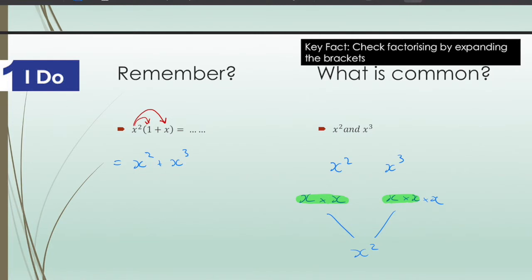So I want you to kind of join these two things together. Here we had x squared out the front, and we expanded the brackets to get x squared plus x cubed, but we've realized that this x squared is the thing that's common between our x squared and our x cubed, and we can do something with that. We can use that piece of information to go from here back to here, and that's what we're going to be doing in this lesson.